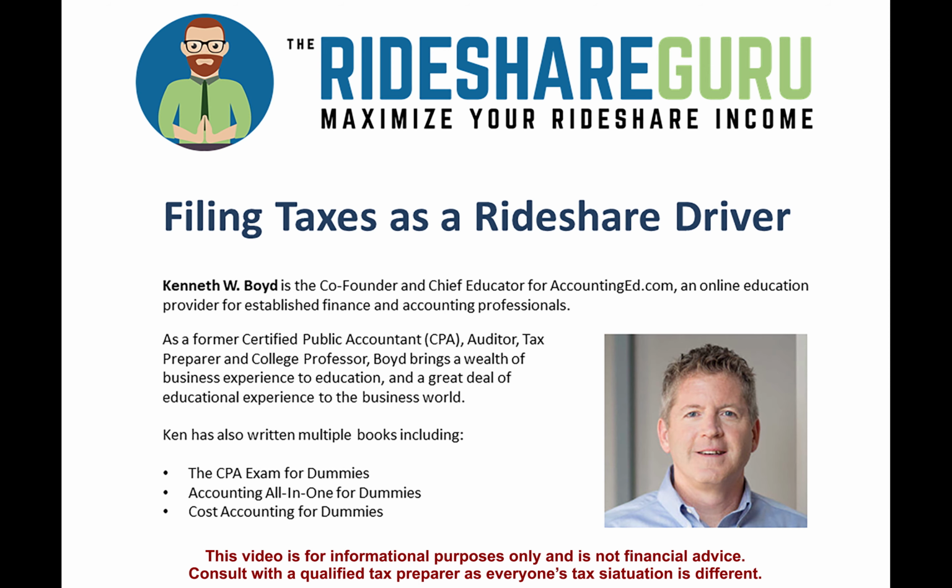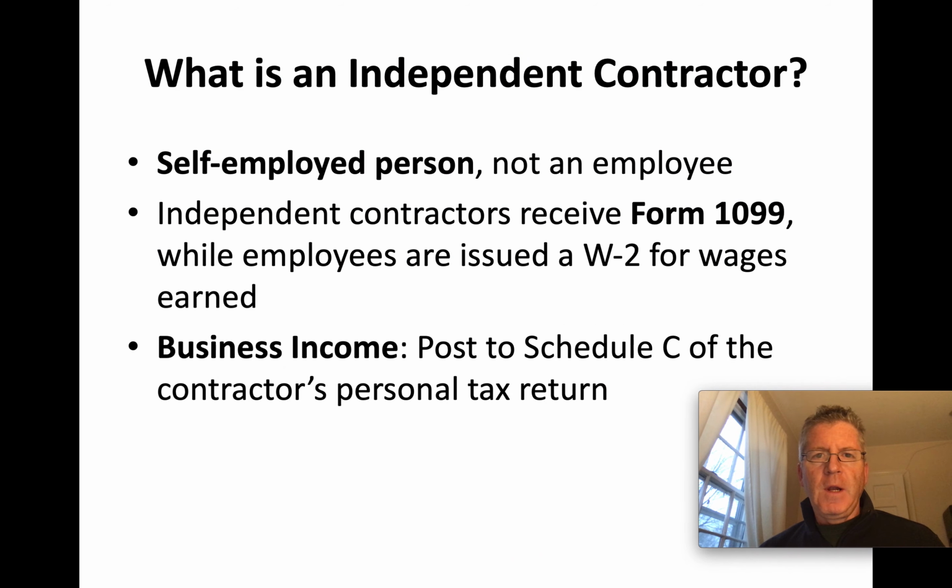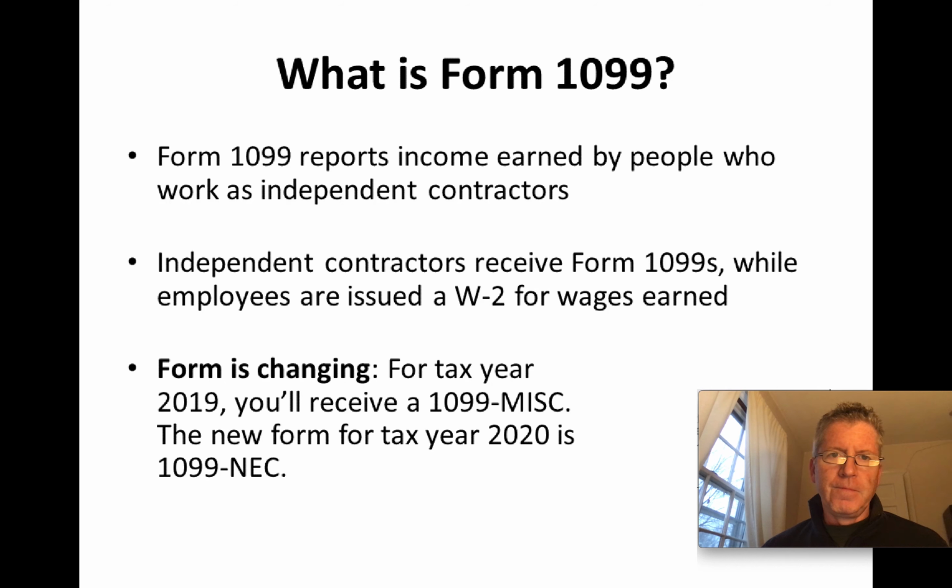How to file taxes as an Uber driver. What is an independent contractor? It's someone who's a self-employed person, not an employee. Independent contractors receive Form 1099, while employees, on the other hand, receive a W-2 for wages earned. Another important point, business income from your rideshare business is posted to Schedule C of the contractor's personal tax return.